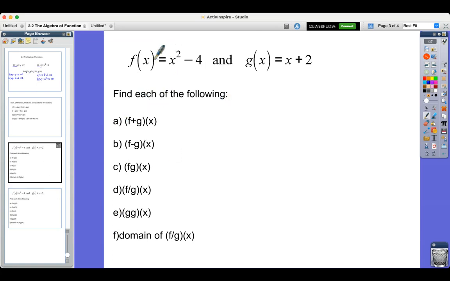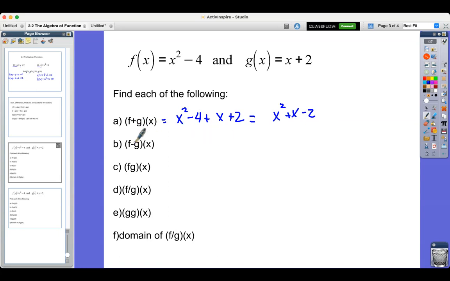So f plus g, like we said, we're going to add these two functions. That means f plus g is the first function, x squared minus 4, plus the second function, x plus 2. Combine like terms: you've got x squared, and then plus x, and then negative 4 plus 2 would be negative 2. That's it. You solved it. You're done.